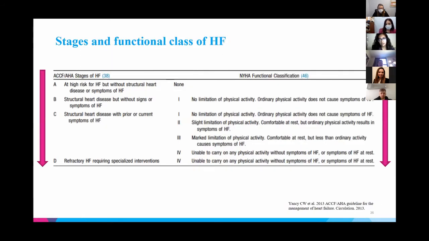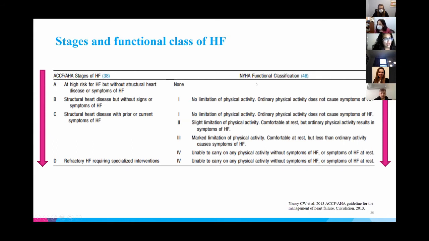These were the prior, and still continue to be used, stages and functional classes of heart failure. The ACC-AHA stages of heart failure are very similar to what we just discussed, the proposed stages in the new document. A is high risk, B is structural heart disease without signs or symptoms, C is prior or current symptoms, and D is refractory heart failure. In the ACC-AHA stages, it is progressive. So you go from A to D and there isn't a way to go back.